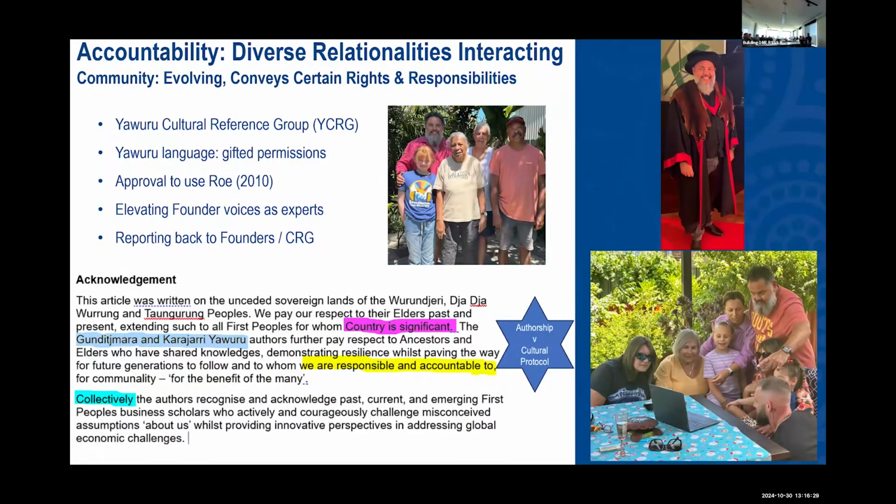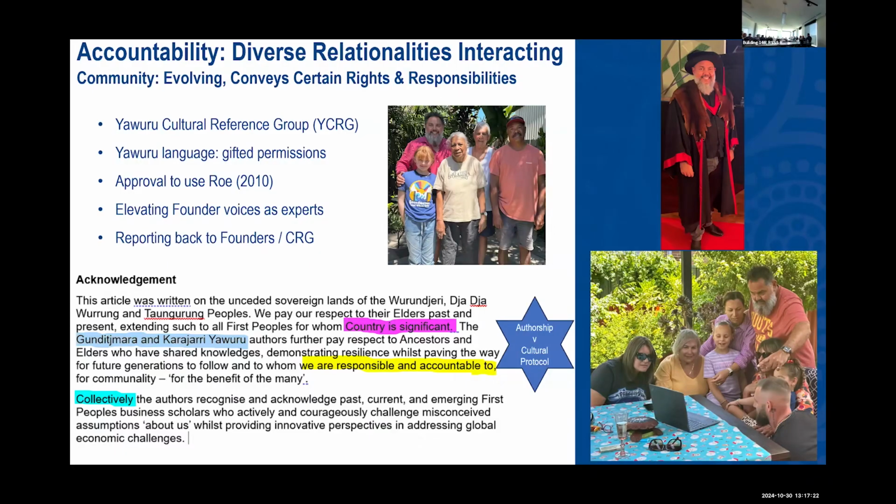Okay, so accountability. I just thought rather than talk theory, I'd give some examples of my own accountability linked to the Yaru community. So I had a cultural reference group. So specificities are really critical. I sit on a couple of human research ethics committees, and I see the growing sophistication, in particular of non-Indigenous scholars wanting to do First Peoples research, and they'll go and get support from somebody who is First Peoples, or they'll go to a community organisation, but it lacks specificity.